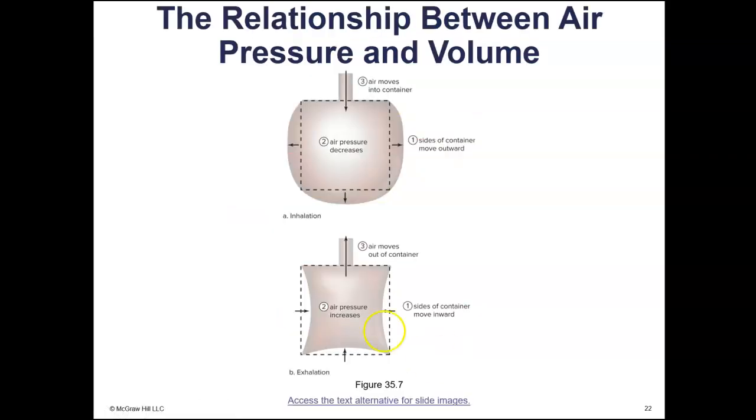And here is a picture showing you what happens when you inhale. This little dotted line represents your chest cavity. The volume in your chest cavity increases, the pressure decreases, and that's going to cause air to come in. The atmospheric pressure will move air into your lungs, and that will cause you to inhale. Then when you exhale, the volume in your chest cavity decreases, so the pressure increases, and you push the air out.